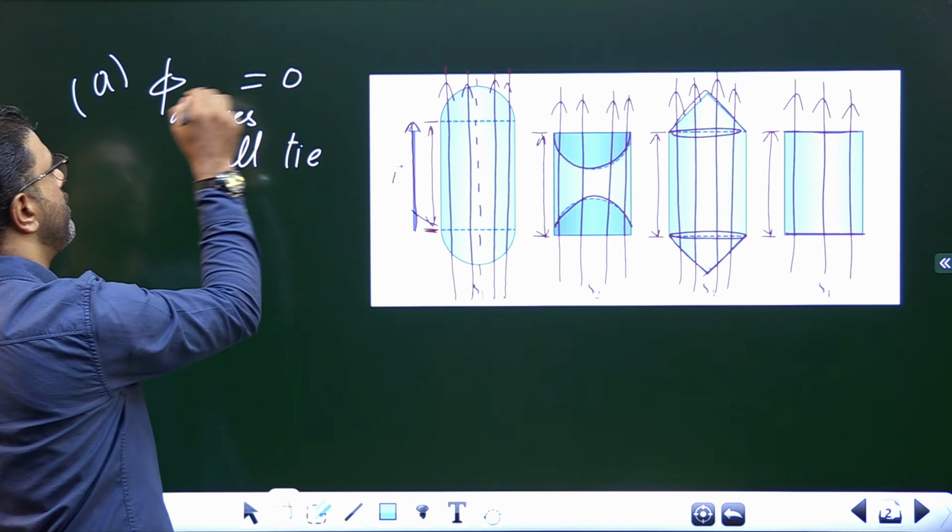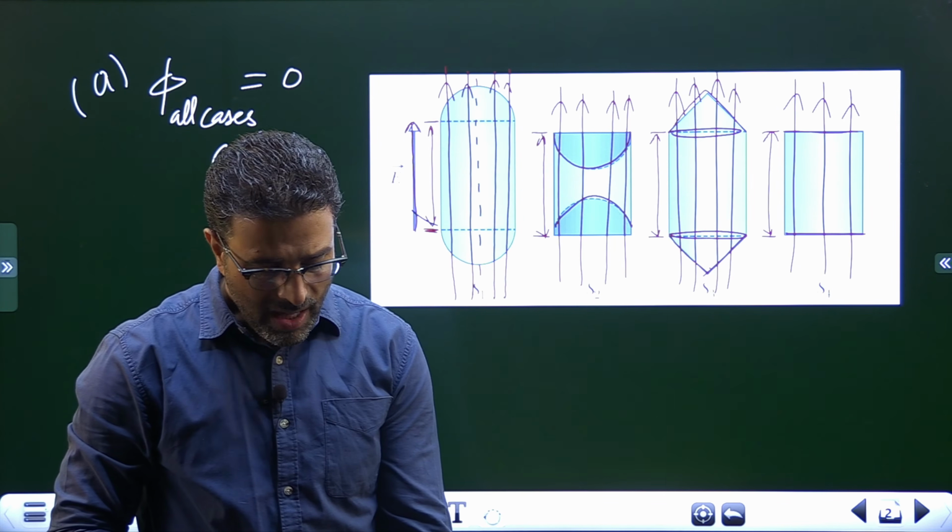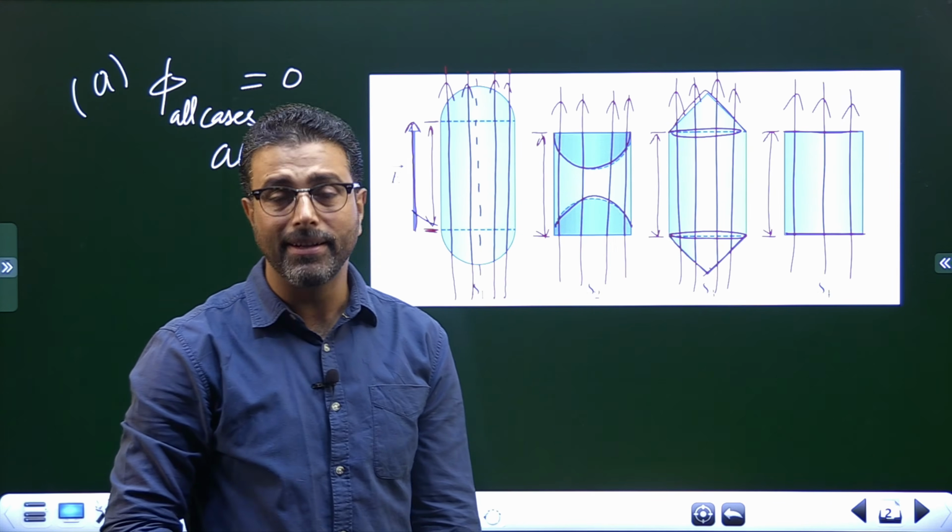And all of them are having 0 electric flux through them. Then part B, the electric flux through the top end caps.